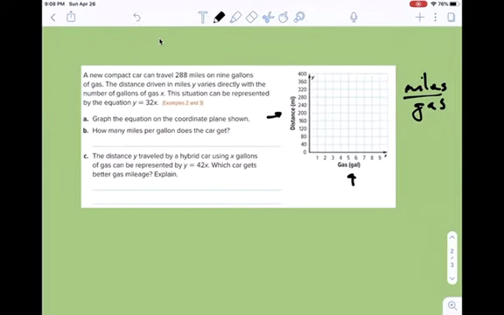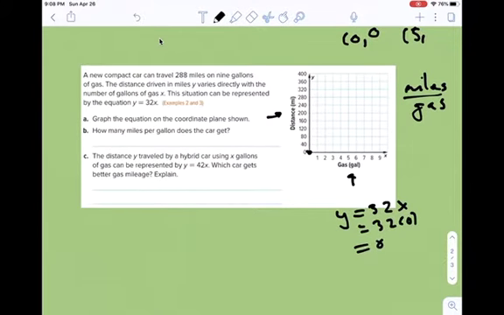And then it says the first thing we've got to do is graph this. Well, if my equation is y equals 32x, and I put 0 in for x, I get 32 times 0, which is 0. So I know the origin is one of my points. And then pick any other point for gas and see what happens. So let's take 5.